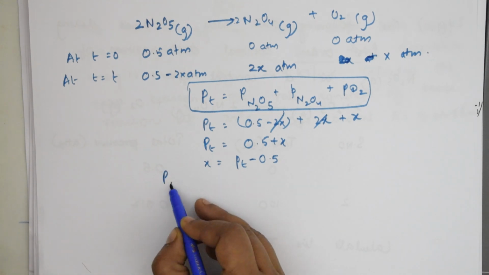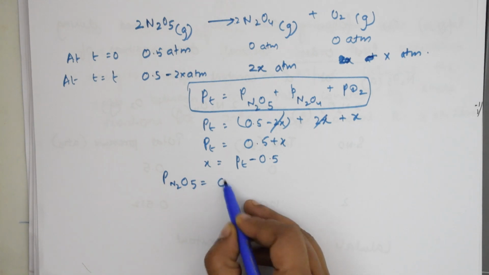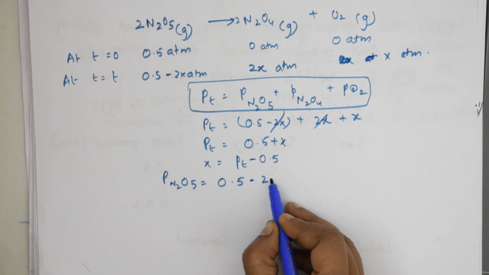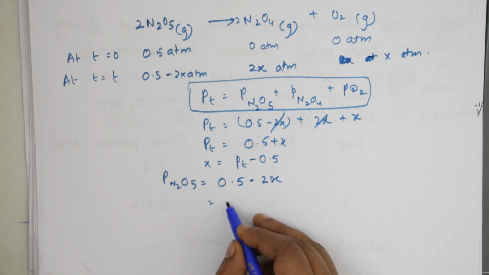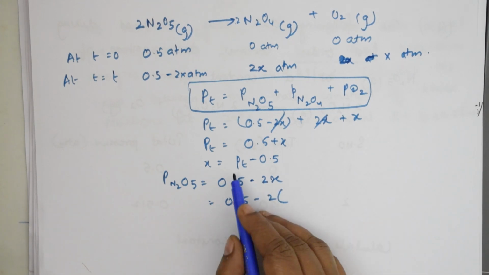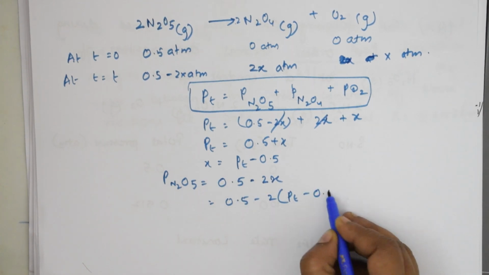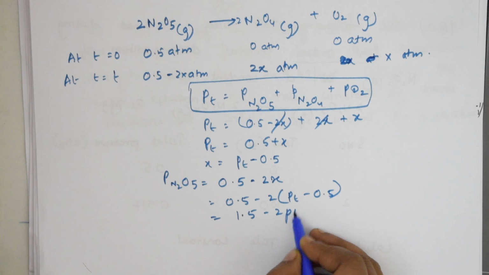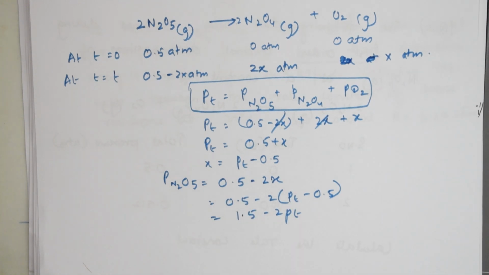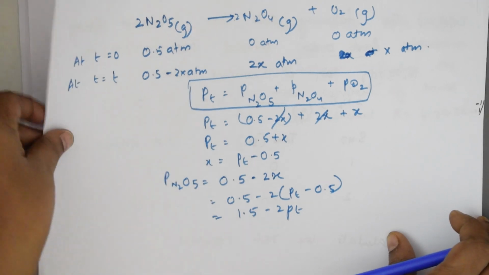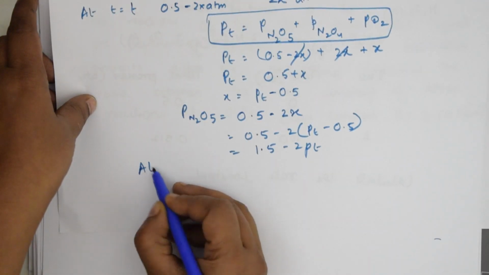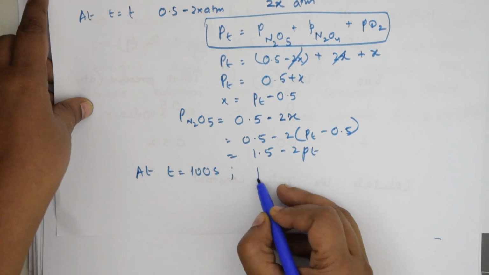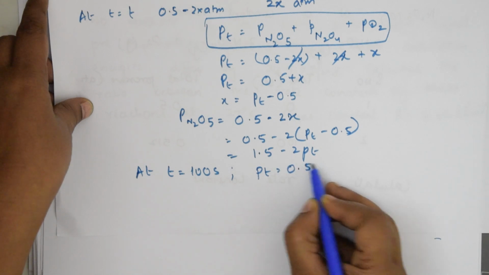So done. Now let's find out P of N2O5. P of N2O5 is equal to 0.5 minus 2x. Now substitute, what is the x value? X value is PT minus 0.5, isn't it? Yes. Now substitute this, you get 1.5 minus 2PT. Now this is over. Now let us calculate at T equal to 100 seconds. So T is equal to 100 seconds, how much? PT is equal to 0.512 atmospheres.